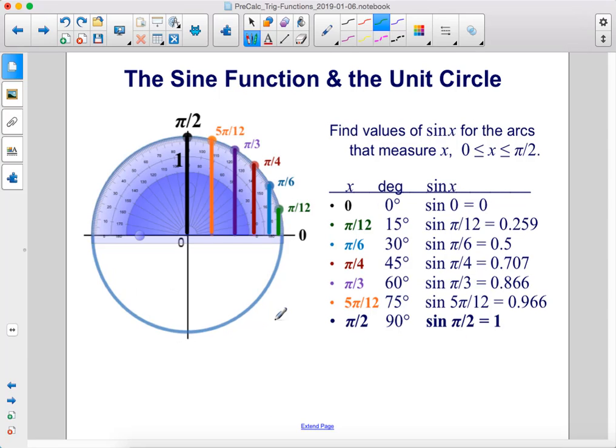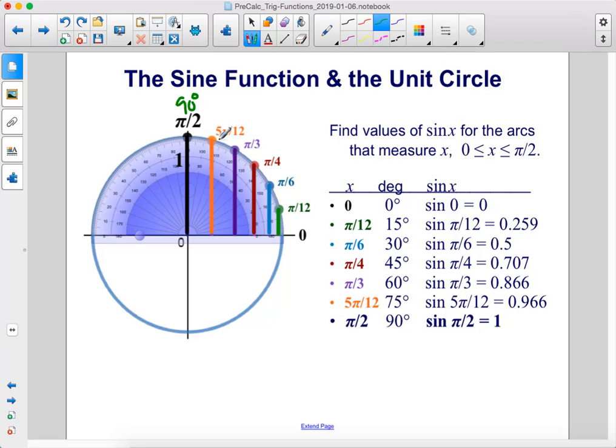Find values of sine x for the arcs that measure x, where x is greater than or equal to 0 and less than or equal to pi over 2. Remember, pi over 2 is 90 degrees. So our maximum sine value is at 90 degrees, and that is a value of 1. So sine of pi over 2 is 1. And you can measure the sine value by the length of these lines.